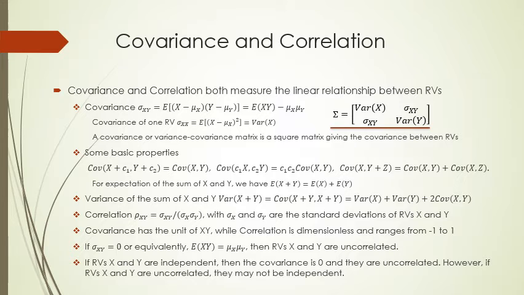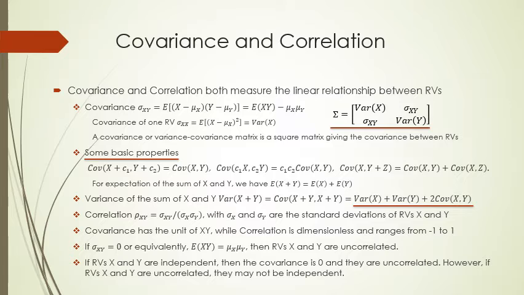Here are some basic properties, and they are direct results from the definition of covariance. Based on the properties, we may find the variance of x plus y is this, since the variance is the covariance between the random variable and itself.